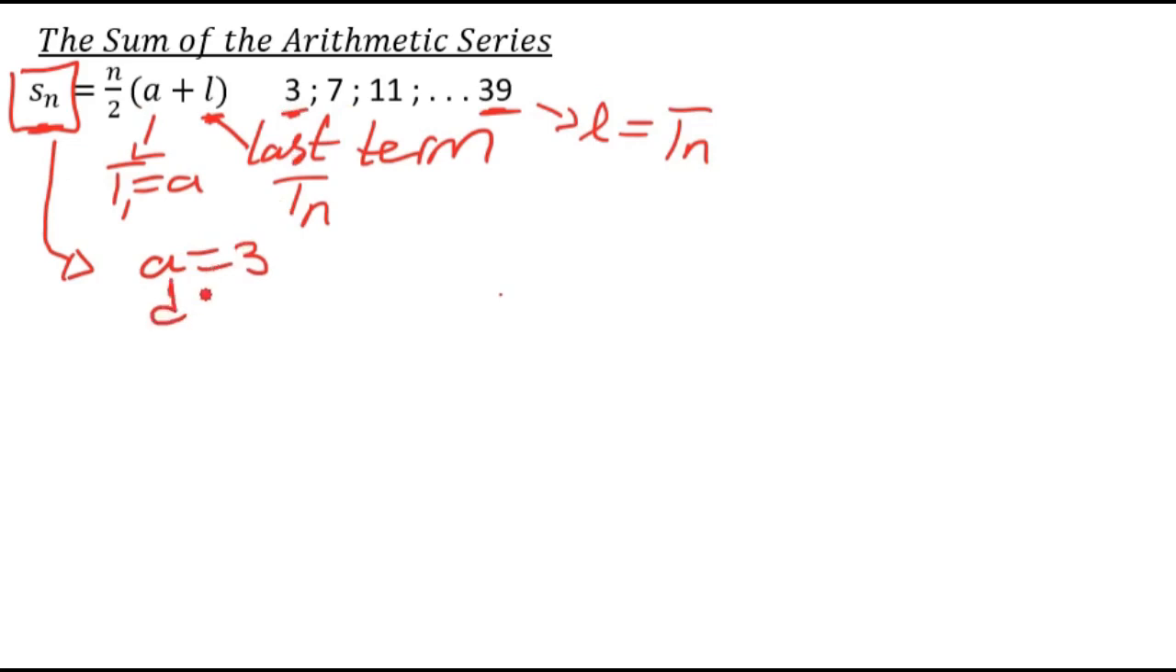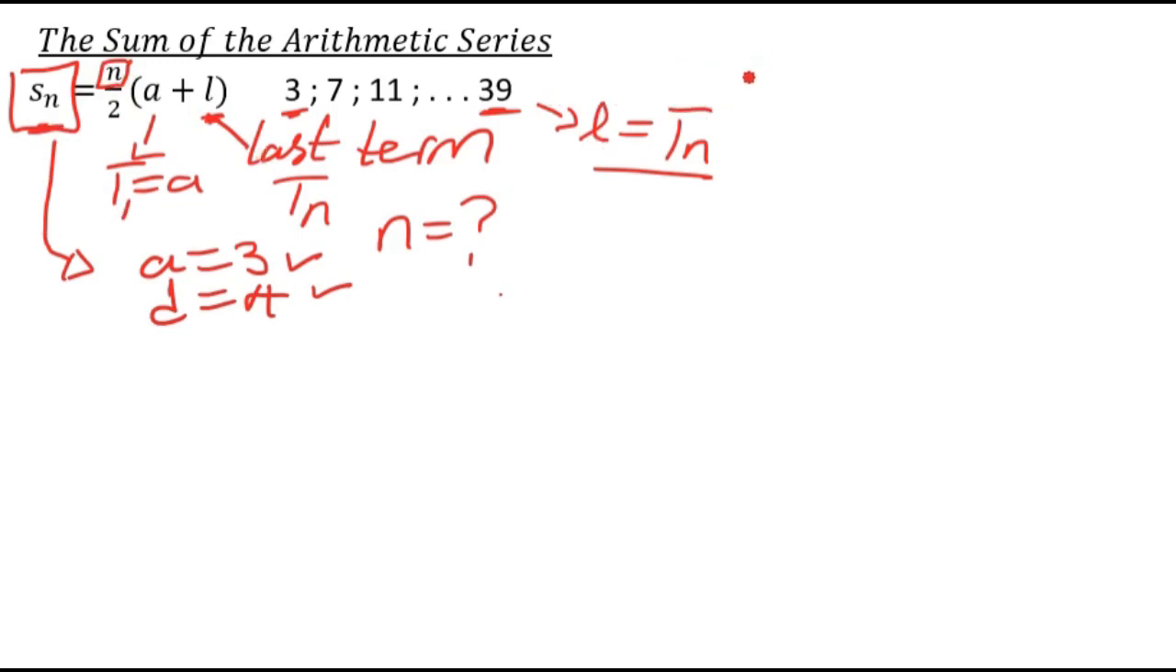Do we know our common difference? When you say 7 minus 3, you get 4, right? When you say 11 minus 7, you get 4. So we know our common difference. So we have got the last term, we have got A, we have got the common difference. So now what we need is n. We don't know it so far, because we have n in the formula. Once we get n, then we will know how many terms we have in the series, or how many terms we are adding in the series.